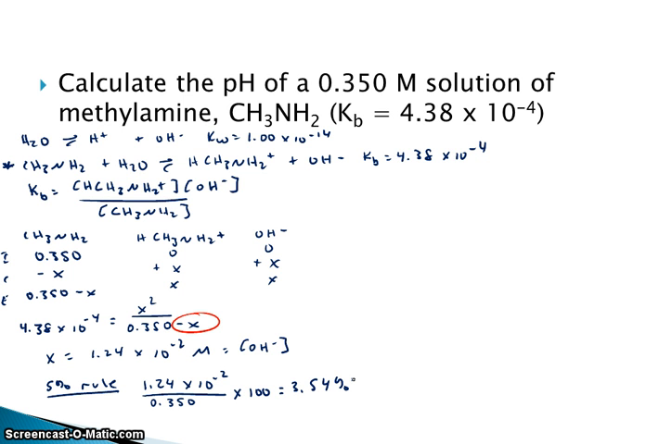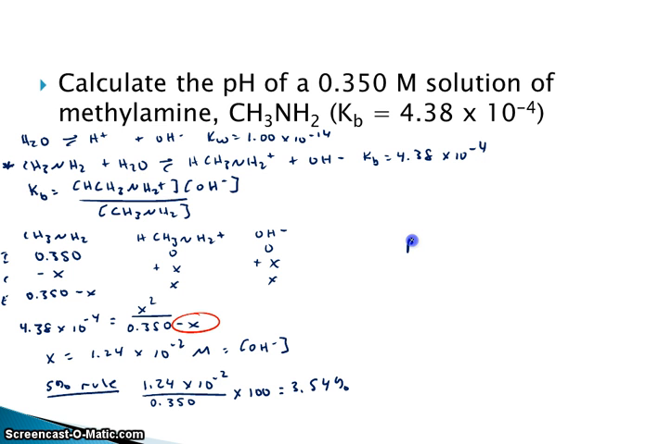Now we figured out what the hydroxide ion concentration is, but the question wants to know what the pH is. So we've got two options. We can take the hydroxide ion, take the negative log of that value, and that'll give us the pOH, subtract it from 14, and that'll give us the pH. Or we can calculate the hydrogen ion from the hydroxide ion using Kw, and then take the negative log of the hydrogen ion. Either way will give you the same answer.